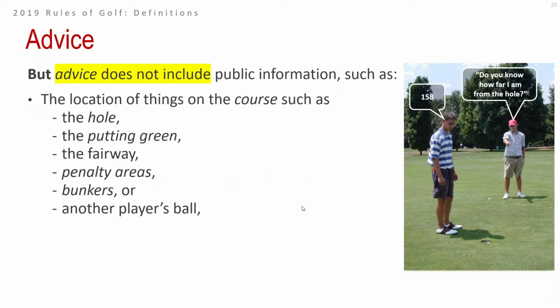Now, advice does not include public information, such as the location of things on the course, like the hole, the putting green, the fairway, penalty areas, bunkers, or another player's golf ball. So you can see in the picture on the right here, you have player A asking player B how far away from the hole he is. And player A looks at the sprinkler head and says 158 yards. That is considered public information and is not considered advice.